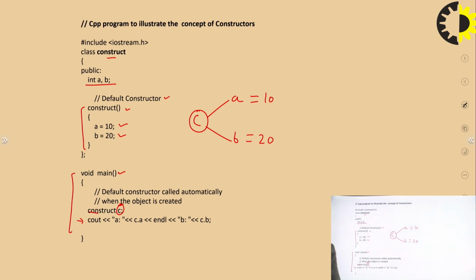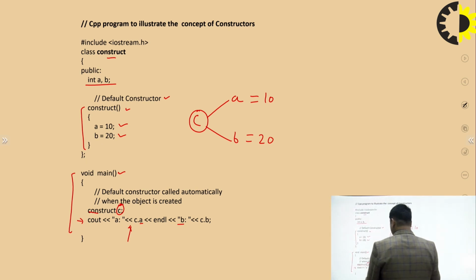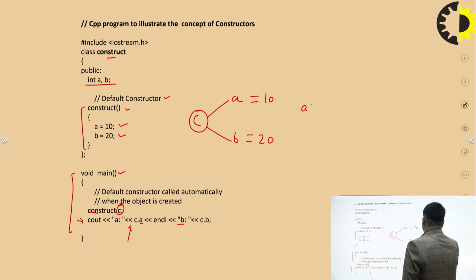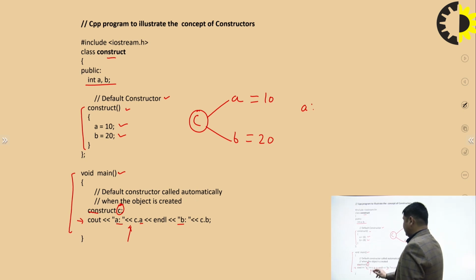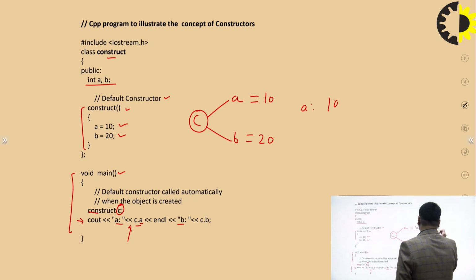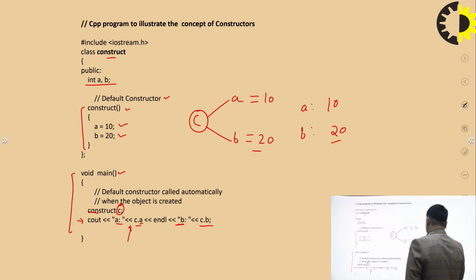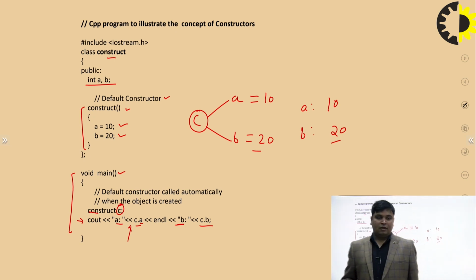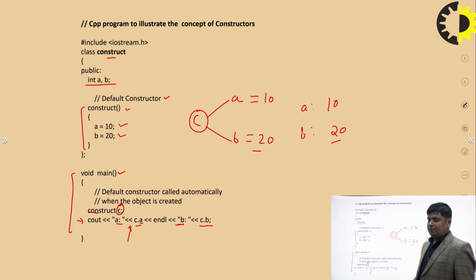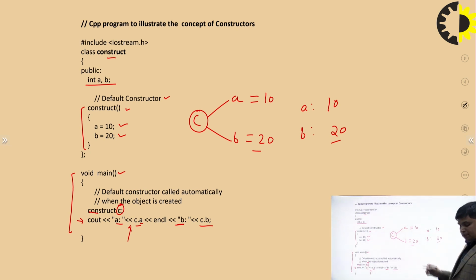The next line is going to print the values of variables a and b in reference to object C. Whenever this line is executed, C.a is printed with value 10 and C.b is printed with value 20. So, this is a normal and common example of the default constructor.